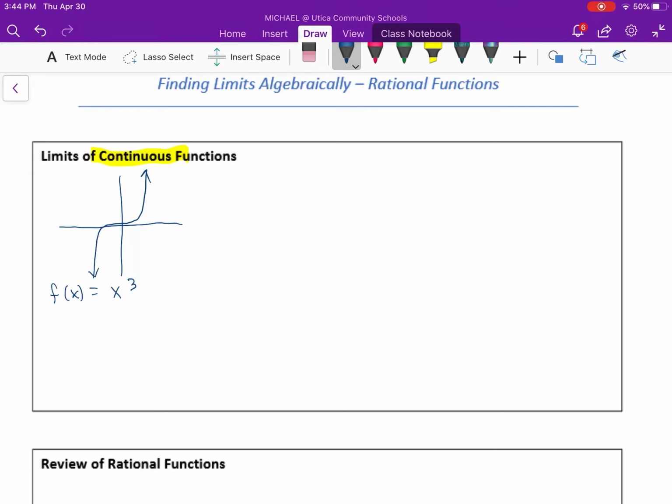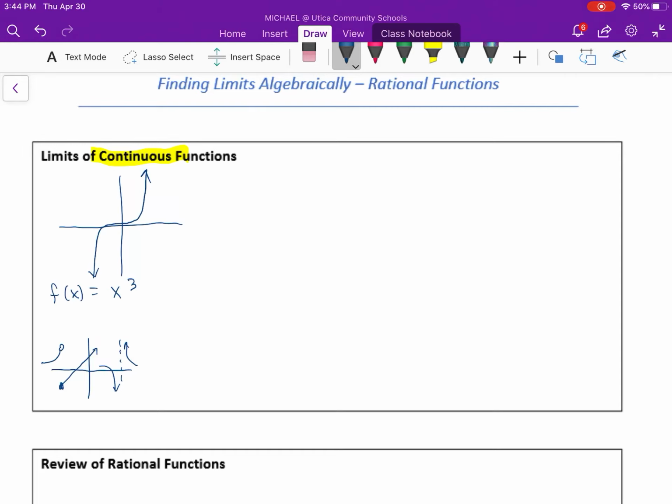That's a continuous function. So an example of a non-continuous function would be something that has a break in it, like a piecewise function might be non-continuous, or something with an asymptote might be not continuous.